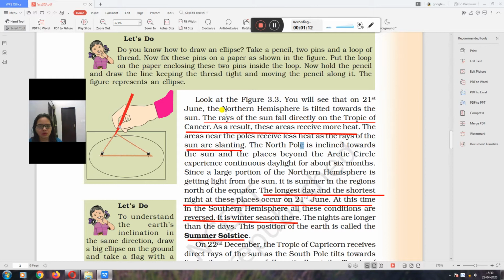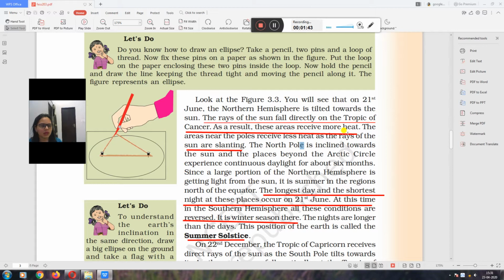The first one, look at figure 3.3. We already discussed and we already saw that on 21st June the northern hemisphere is tilted towards the sun. When the area is tilted toward the sun, the rays of the sun fall directly on the Tropic of Cancer. As a result, these areas receive more heat.